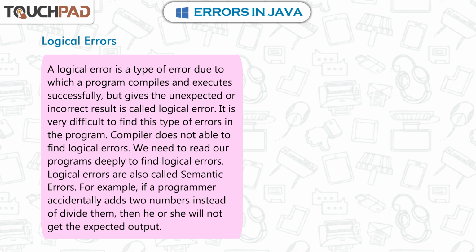Logical errors. A logical error is a type of error due to which a program compiles and executes successfully but gives an unexpected or incorrect result. It is very difficult to find this type of error in the program. The compiler is not able to find logical errors. We need to read our programs deeply to find logical errors. Logical errors are also called semantic errors.